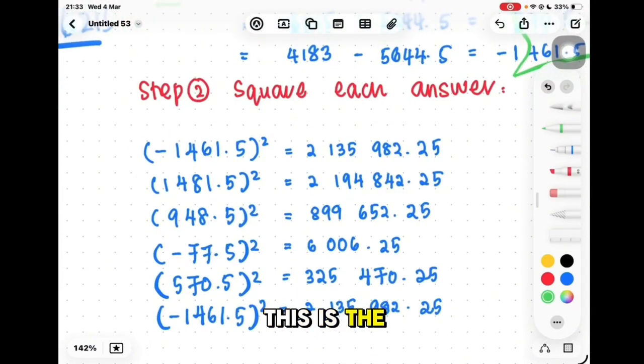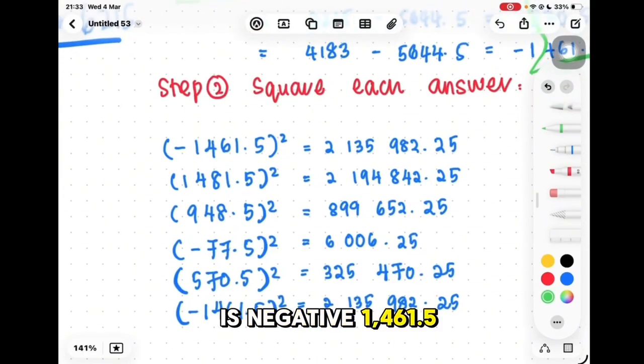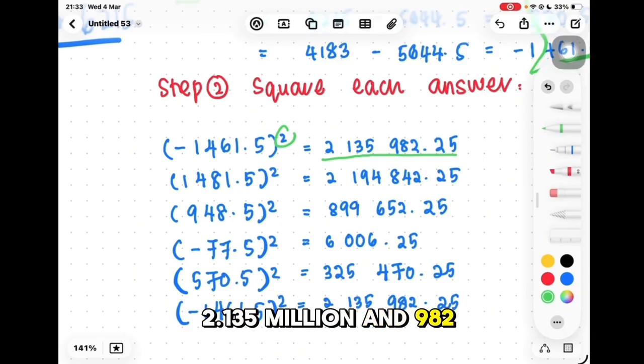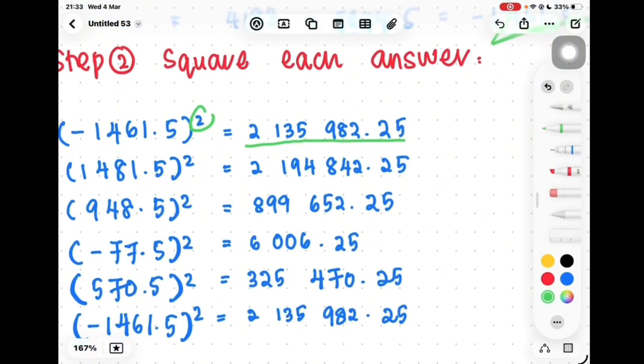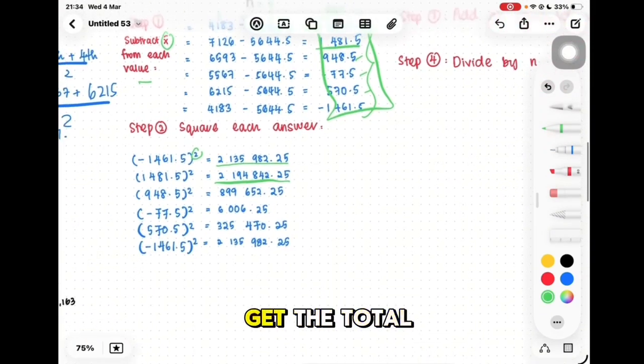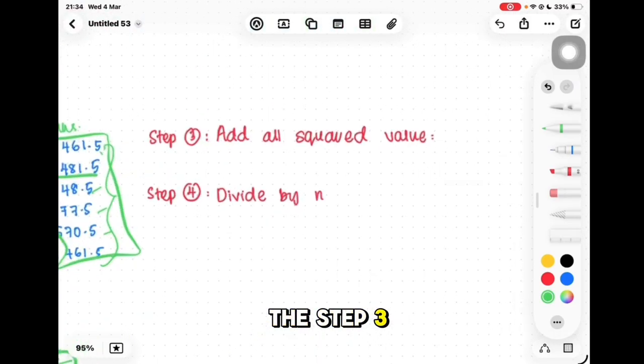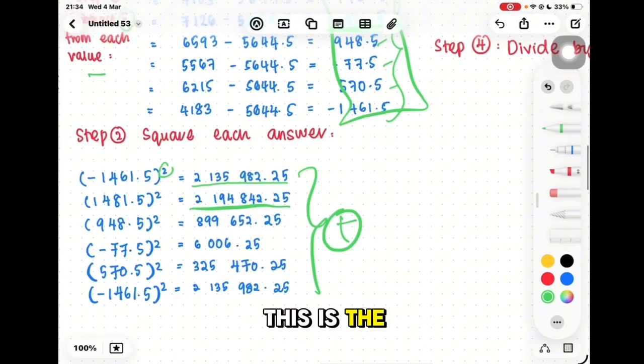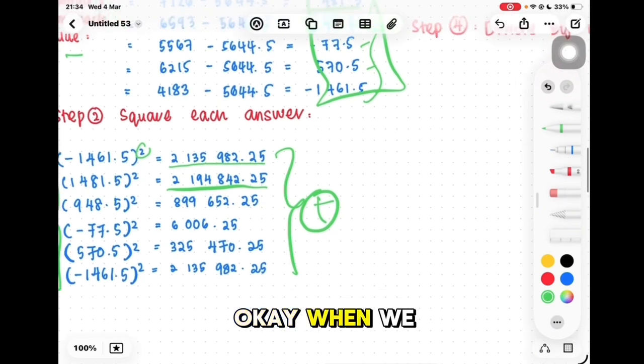This is the first value, negative 1,461.5. Then I square it and I get 2,135,982.25. Next, I will square 1,481.5, and we will get 2,194,842.25. We must square all of these. Then we can get the total to go to step 3. Step 3 is to add all the squared values. This is the squared values, all of these. Okay.